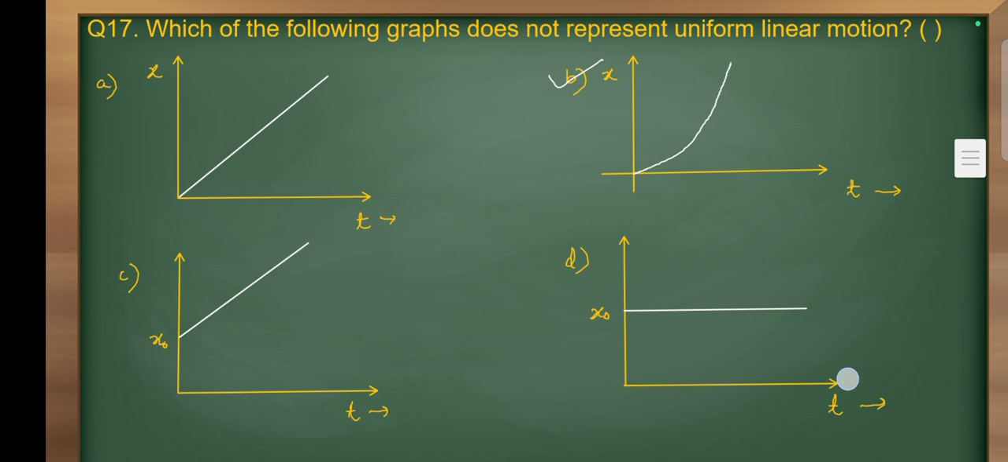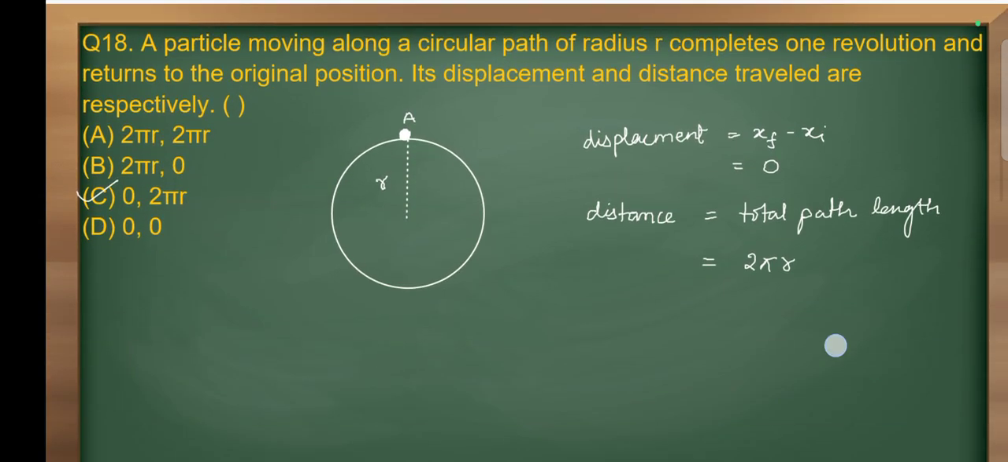Question number 17. Which of the following graphs does not represent the uniform motion? Since in options A and C, the graph between displacement and time is a straight line, it is a uniform motion. In option D, the distance of the particle is not changing, it is constant. So this is also a linear motion. Only in option B, the displacement of the particle changes with time, so it is a non-uniform motion. Option B is correct.